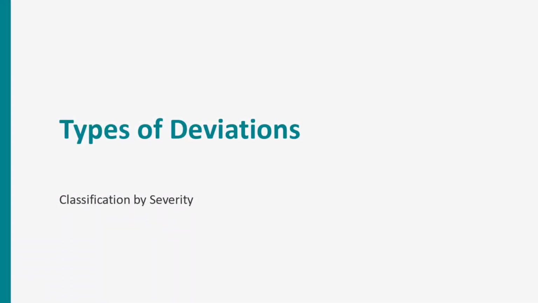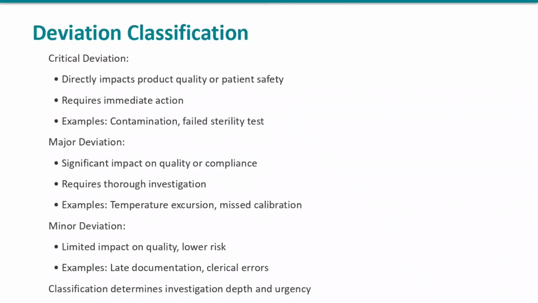Deviations can be classified by severity. Critical deviation directly impacts product quality or patient safety and requires immediate action. Examples include contamination, failed sterility tests, or wrong ingredient used. Major deviation has significant impact on quality or compliance and requires thorough investigation. Examples include temperature excursion, missed calibration, or incomplete documentation. Minor deviation has limited impact on quality and lower risk. Examples include late documentation or minor clerical errors. The classification determines the investigation depth and urgency.